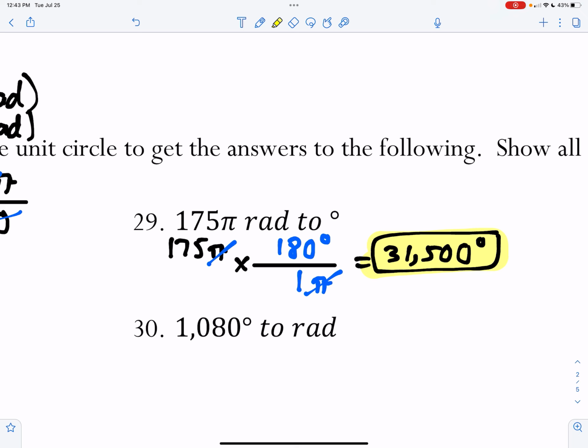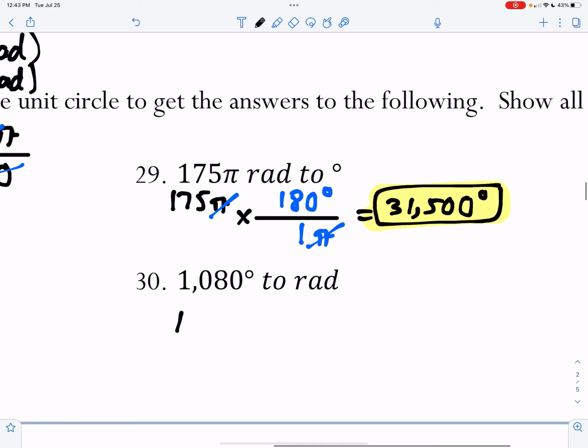If you think about it, there are 360 degrees in one turn of a circle, one revolution. So 31,500 divided by 360 is 87.5 revolutions. Okay, so 175 pi means you've gone around the circle 87.5 times.